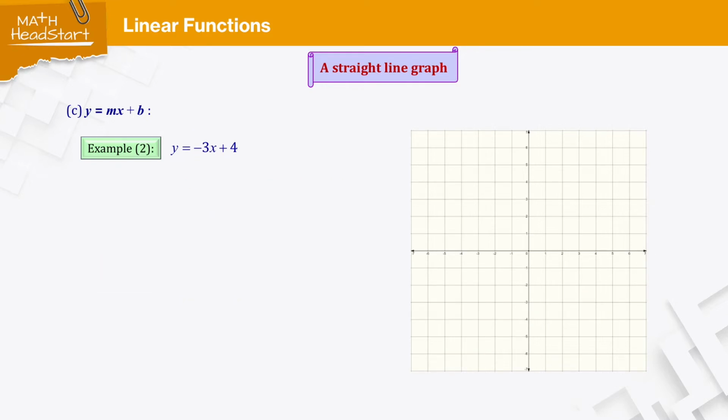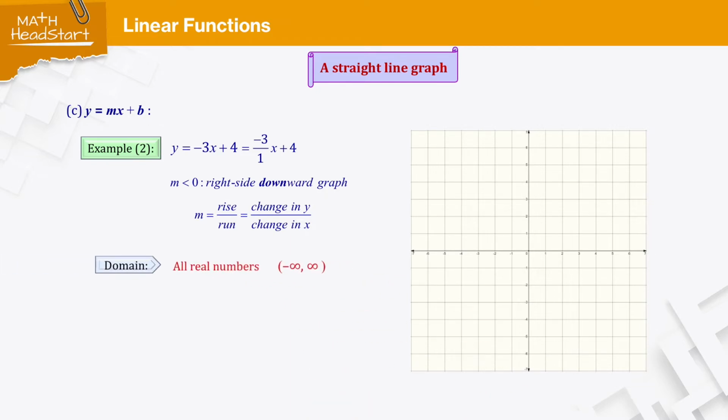The second one is y equals negative 3x plus 4. Since the slope is negative, we have a right side downward graph this time. Although it is not necessary, let's change the slope into fraction form. Again, we can take any real numbers for the domain and range.